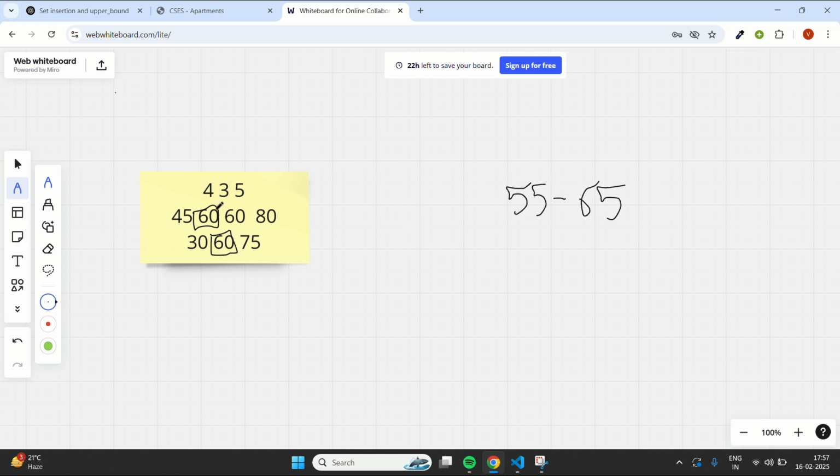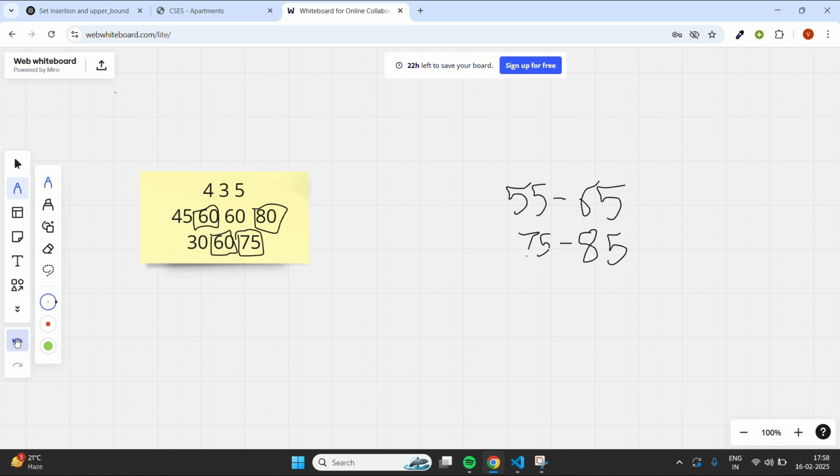So we can allocate this second apartment to the second customer. Then other than that, we can allocate the third apartment to the fourth customer, because the fourth customer is asking for size 80. So we can allocate him anything between 80 minus 5, that is 75, to 85. So this way the answer would be 2.